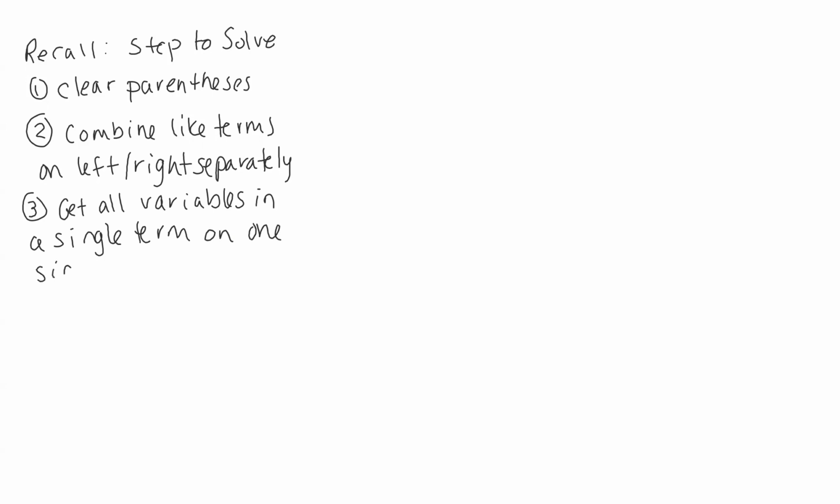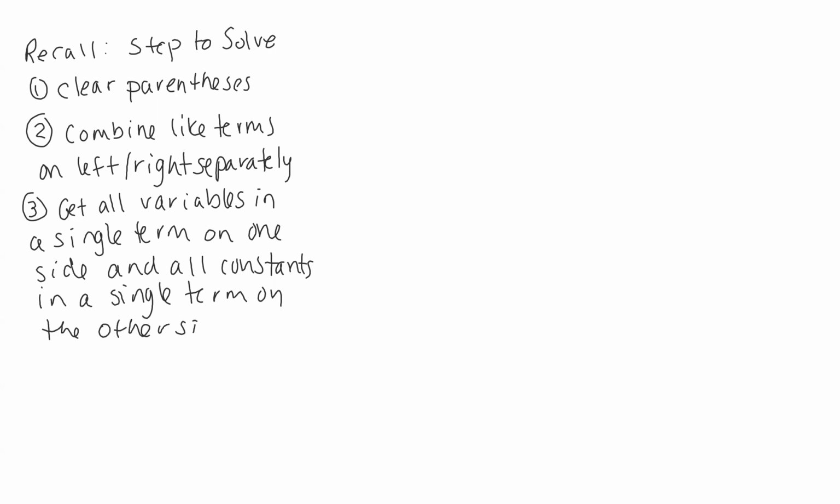And all constants in a single term on the other side. And then the final step is where you officially solve the equation. This is where you have a single constant term or a single variable term equaling a single constant term, and you want to undo the multiplication of the variable and its coefficient. And we do that by dividing both sides by the coefficient of the variable.